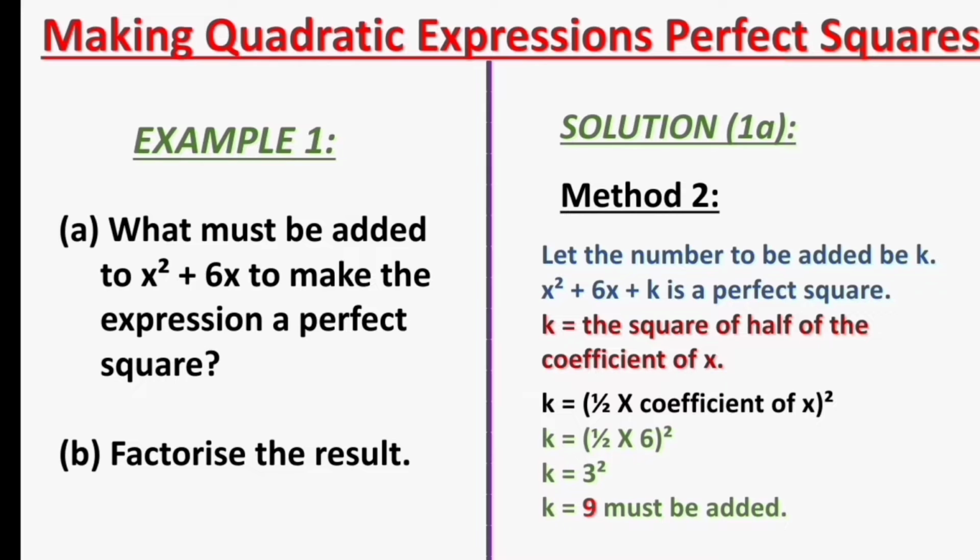So what is the value of the number to be added, which is k? k is equal to half times the coefficient of x, which is 6, half times 6 all squared. Half of 6 is 3, so 3 all squared will give you k equal to 9. k equal to 9 must be added. Take note that this answer k equal to 9 agrees with the answer we got from the first method.